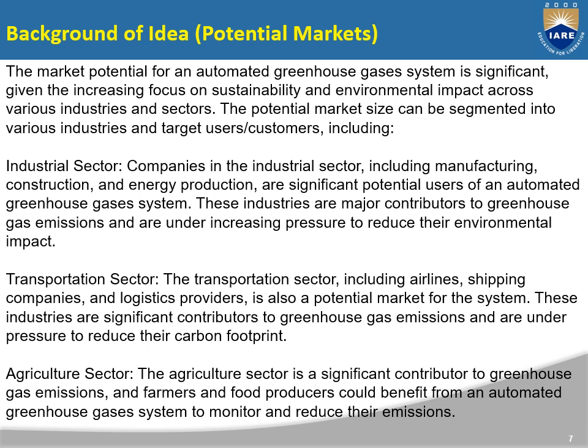Transportation sector. The transportation sector, including airlines, shipping companies, logistic providers, is also a potential market. These industries are significant contributors to greenhouse gases and are under pressure to reduce their carbon footprint. And the agricultural sector is a significant contributor, and farmers and food producers could benefit from an automated greenhouse gases system to monitor and reduce their emissions.